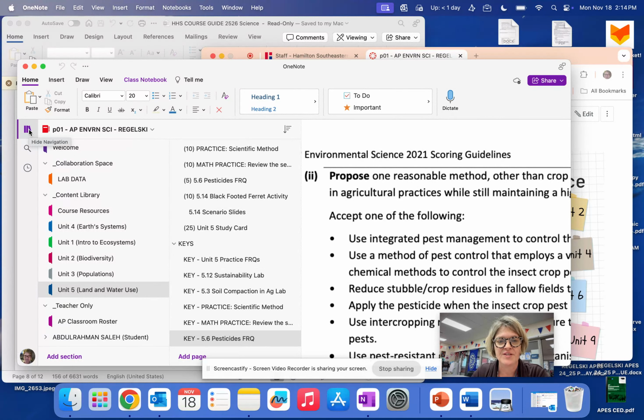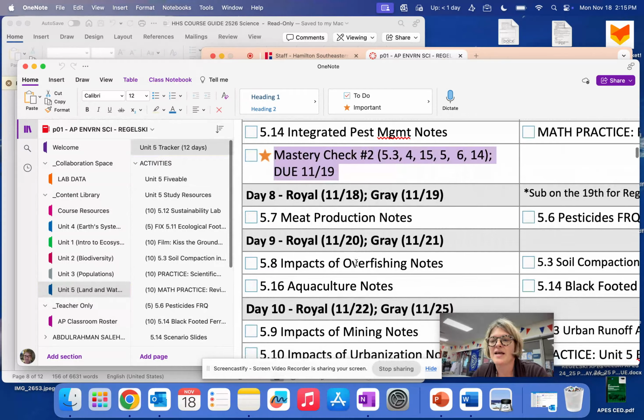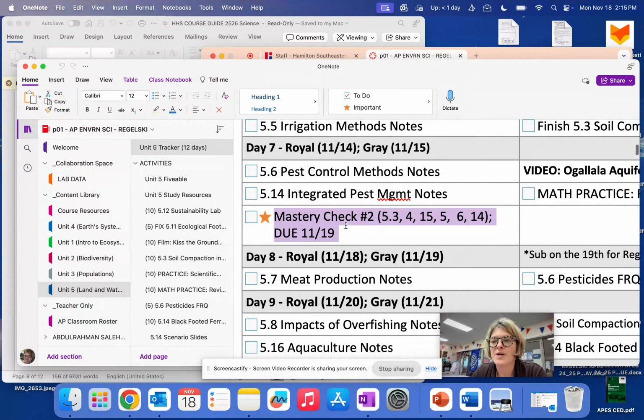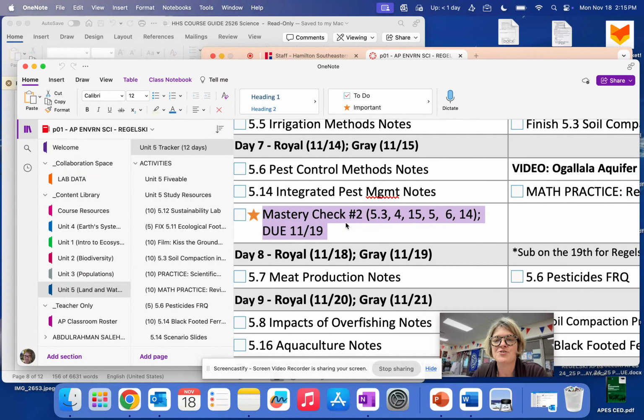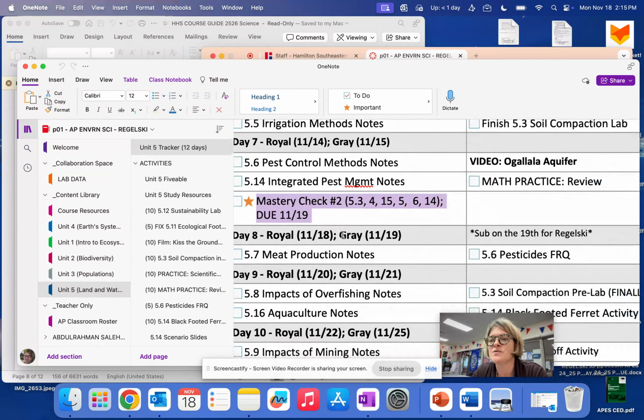Let me make this a little bit bigger so we can fit more stuff on the screen. Okay. All right. So in OneNote, you are going to go to the tracker. Let's take a look at that. And you'll notice that tomorrow night you have a mastery check that is due. So please make sure that you get that done before tomorrow night.